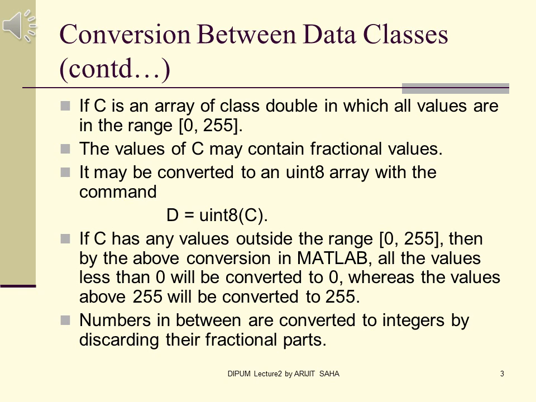If C has any values outside the range of 0 to 255, then by the above conversion in MATLAB, all the values less than 0 will be converted to 0, whereas the values above 255 will be converted to 255. And numbers in between are converted to integers by discarding their fractional parts.